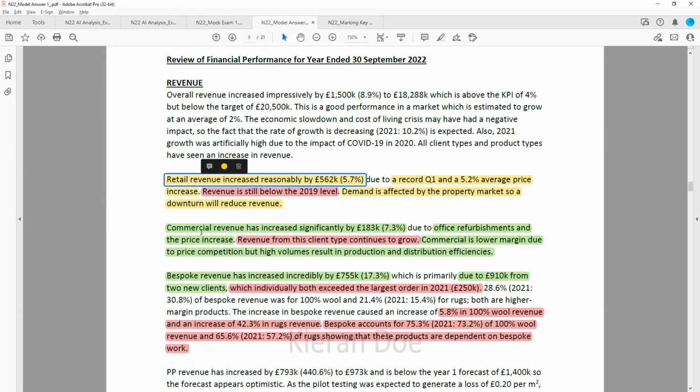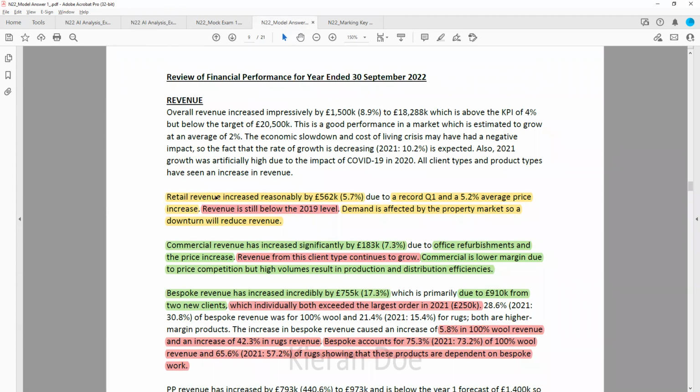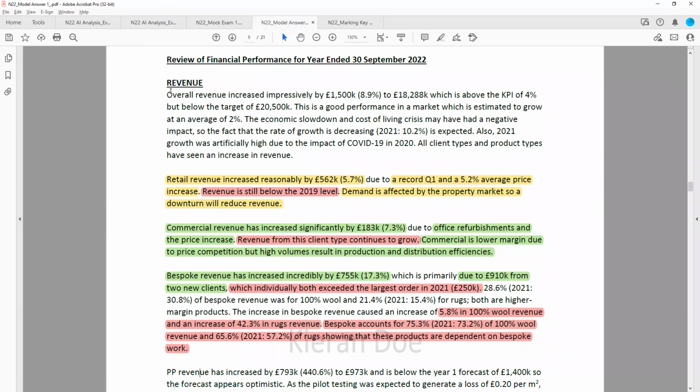Of course, we've taken each client type and each product type one at a time: number, reason, further insight, context point. But we'd also do overall revenue. This is slightly different in that we're not going to give a detailed reason why. The reason revenue went up by 8.9% is a culmination of the fact that retail went up by 5.7, commercial went up. We're not going to explain all this again because we're explaining it here. I'm not going to say revenue went up because retail went up by 5.7, commercial 7.3, and bespoke went up by 17.3, because I've said that already.